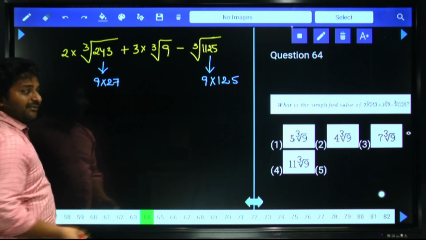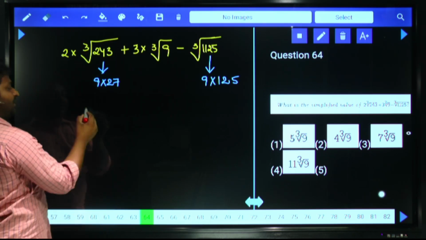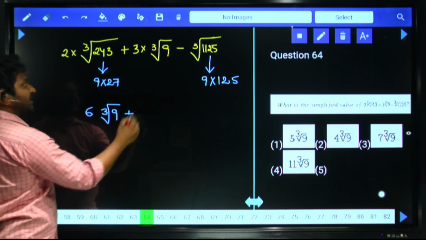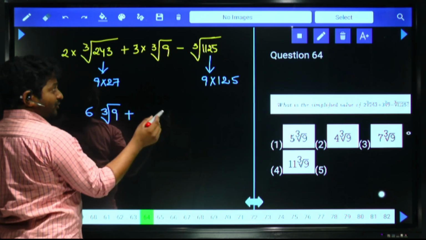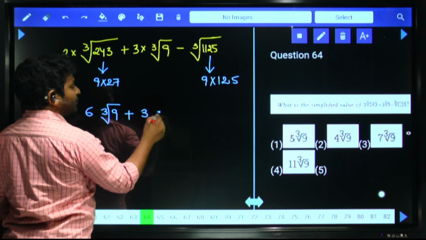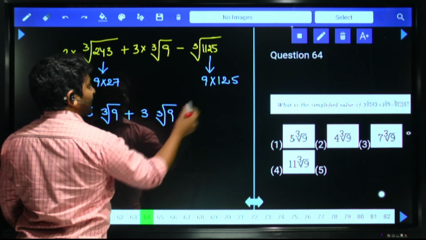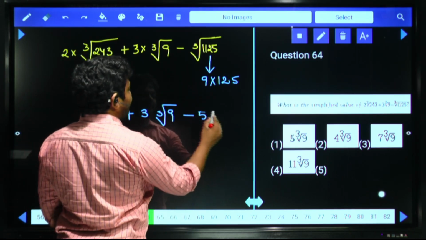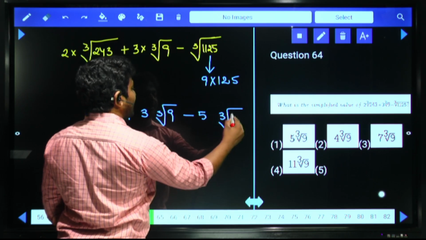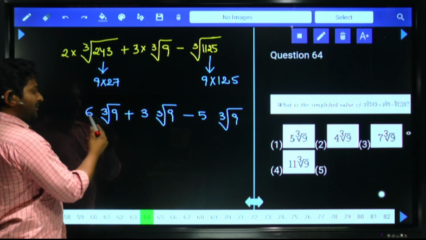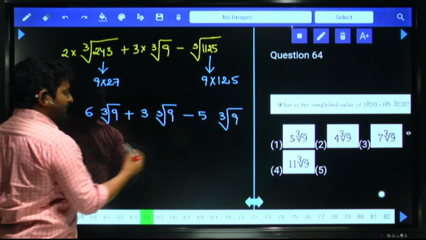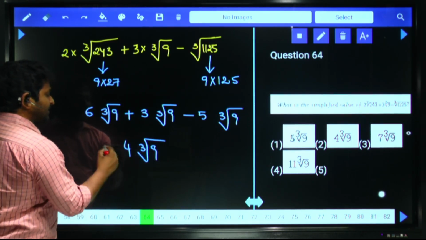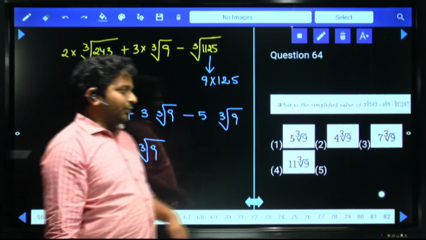Cube root of 27 is 3. 2 into 3 is 6. So that is 6 into cube root of 9. Plus, we already have cube root of 9, so don't change it: 3 into cube root of 9. Cube root of 125 is 5, minus 5 into cube root of 9. You can take cube root of 9 common. 6 plus 3 is 9, 9 minus 5 is 4. So the answer is 4 into cube root of 9. That is our final answer.